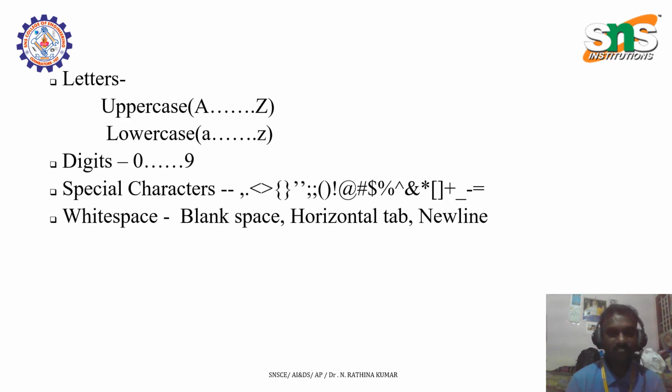Now we are going to see some examples of the character sets. For example, letters: we all know that we have uppercase and lowercase. Digits means 0 to 9. The special characters, these are some examples of the special characters. Blank space, horizontal tab, and new line are examples of the white spaces.